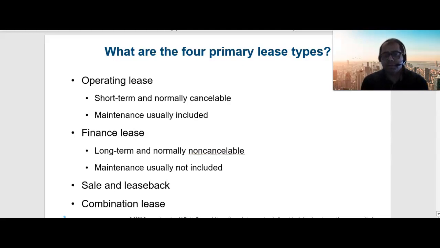There are four different types of leases. There's operating lease, which is short term and usually cancelable, and usually these short term leases have maintenance included, which means that the person that you're getting the asset from is still going to maintain the asset because it's for a short period of time. Then there are longer term leases, which are called finance leases, and usually these are non cancelable, and the maintenance is also not included. And then there are combination leases and sale and leasebacks.